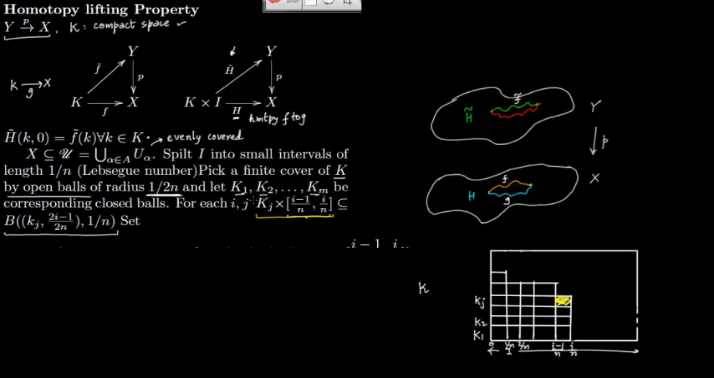Now Kj itself is contained in a ball of radius 1 by 2n. So if I choose the midpoint of this square, then this entire square will lie in a ball of, say, radius 1 by n. And now we need to choose the center of this square. So say Kj here, this big Kj, is in a ball with center small kj and then radius 1 by 2n.